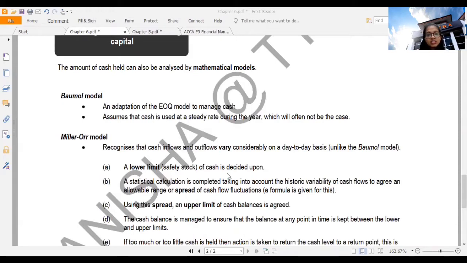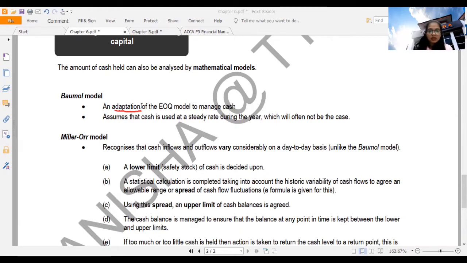All right. So this Bomber model is actually an adaptation of the EOQ model. It helps to decide the optimum cash balance that your company needs to withdraw or hold at one time so that you meet your day-to-day obligations.